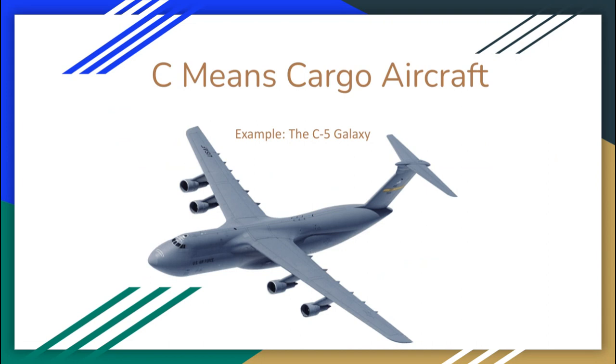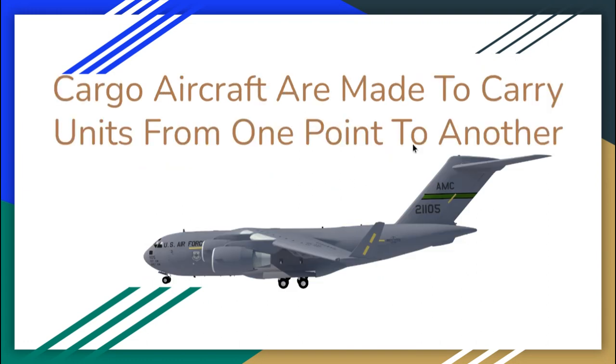C means cargo aircraft. And my example is the C-5 Galaxy. Cargo aircraft are made to carry units from one point to another.